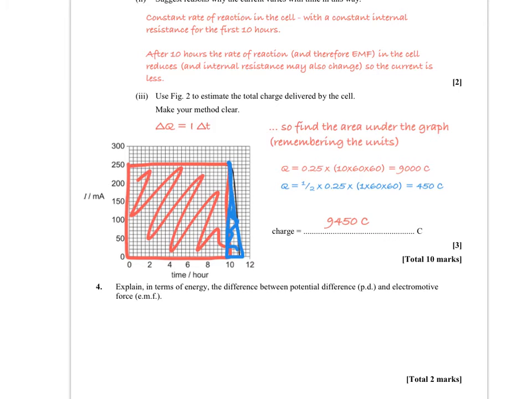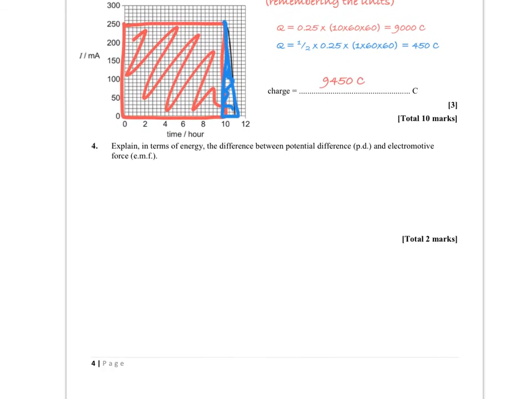Very key point going forward. If you've got an equation where one quantity is equal to one quantity times another, and you have a graph of those two quantities, we're usually finding the area under the graph. Again, units are important, if there are prefixes or funky units such as hours or minutes or what have you.